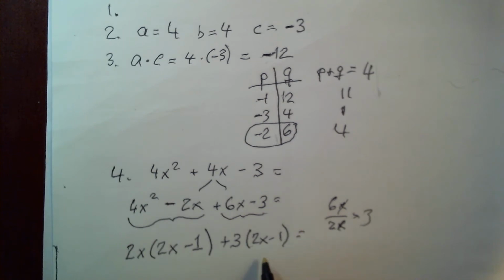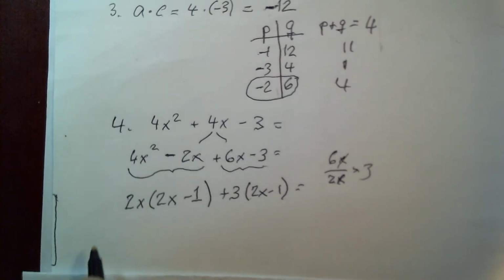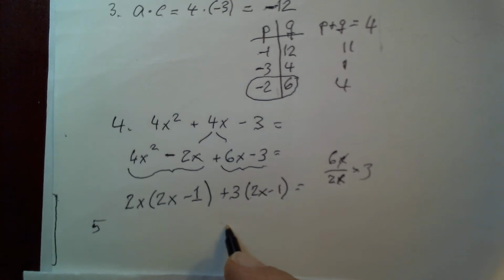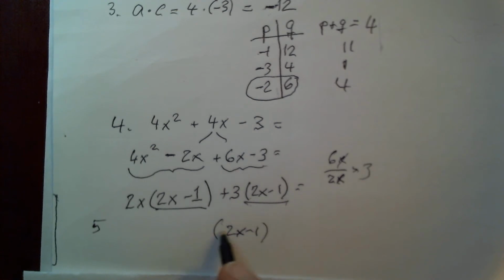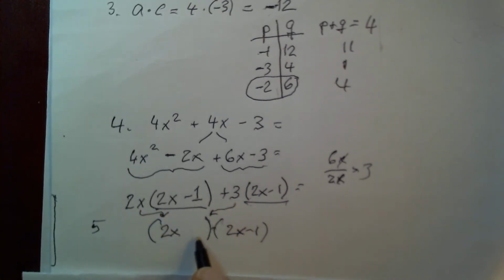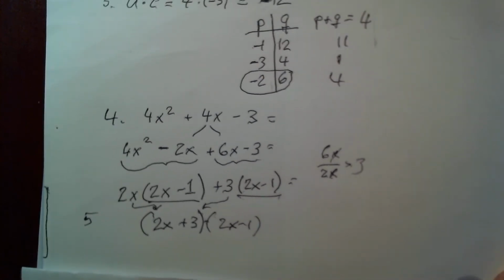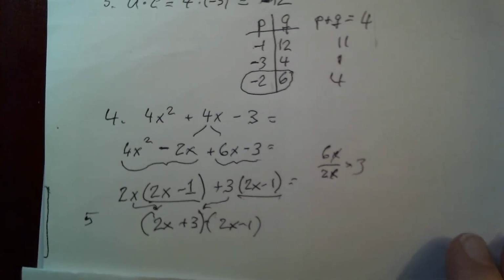Now we look at this expression here, and we notice the greatest common factor is 2x minus 1. That's our greatest common factor. So that's step 5. 2x minus 1 is our greatest common factor here and here. And in the other set of parentheses, and again, there's an implied multiplication, we put the 2x and we put the 3 in there, plus 3. So that then is the factorization of the trinomial that we started out with.